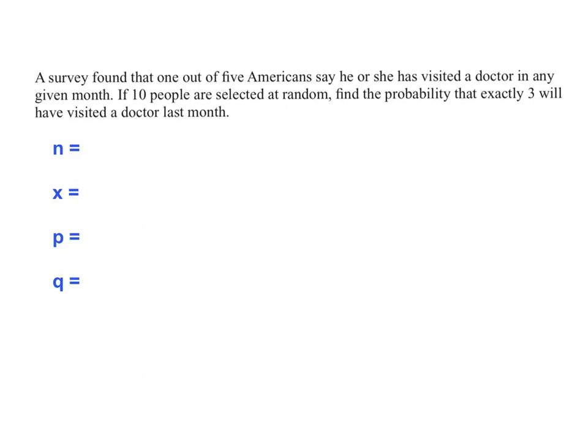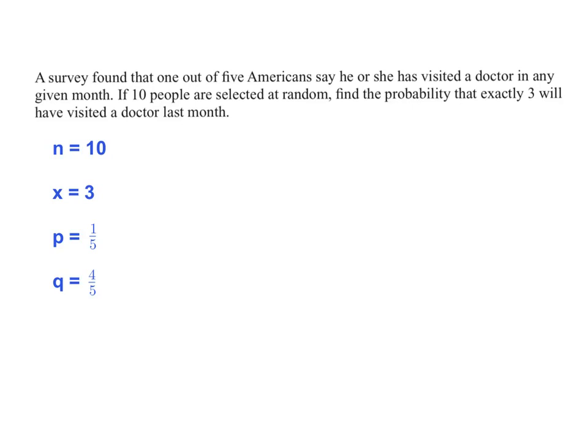So first of all, what is n in this problem? How many trials are there? 10. There's 10 people selected, right? How many successes are we looking for? 3. 3 that go to the doctor last month. What's the probability that someone goes to the doctor? 0.2. Or as a fraction? 1/5, thank you. So what's the probability of failure then? If 1/5 is the probability of success, 4/5. So that's what you should have had. Now, if you did make this 0.2 and 0.8, that's totally fine. All right. How many had those 4 correct?